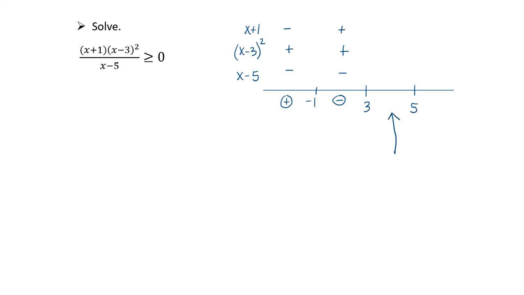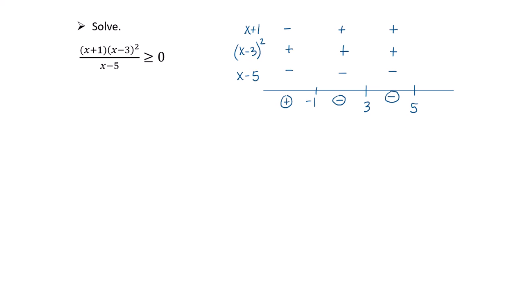Let's test the next interval, maybe 4. 4 plus 1 is positive. 4 minus 3 is 1. 1 squared is positive. 4 minus 5 is negative. I have an odd number of negative signs, so this is a negative interval.